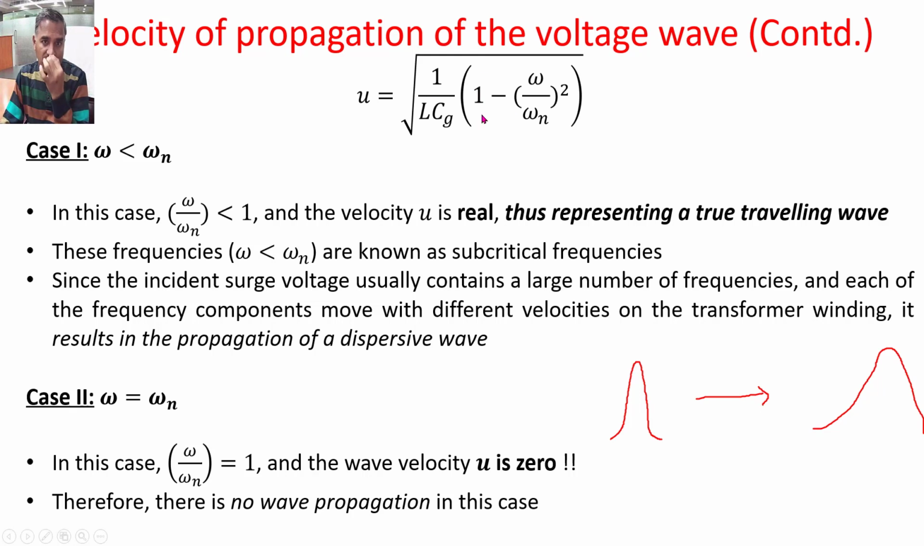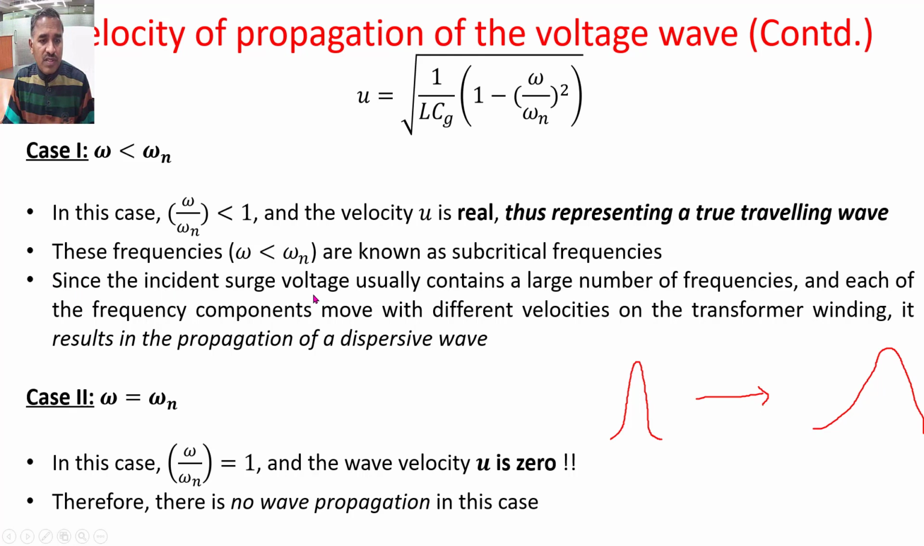But there are different cases now. This is the equation of velocity. For omega less than omega n, this quantity is less than 1, and therefore the entire quantity under the root is positive. In that case U is also real, and thus it represents a true traveling wave. These frequencies, omega less than omega n, are also known as subcritical frequencies.